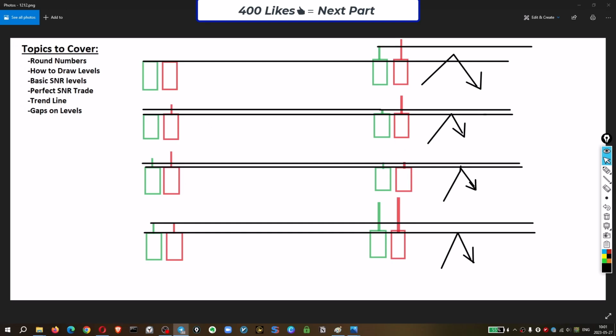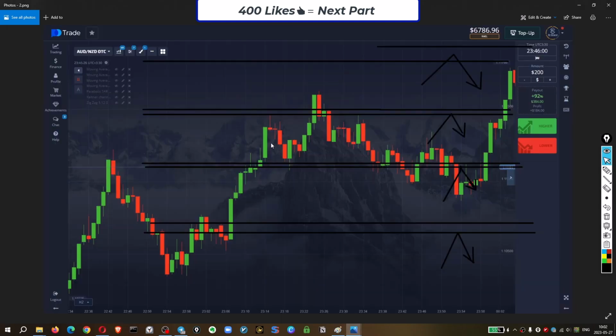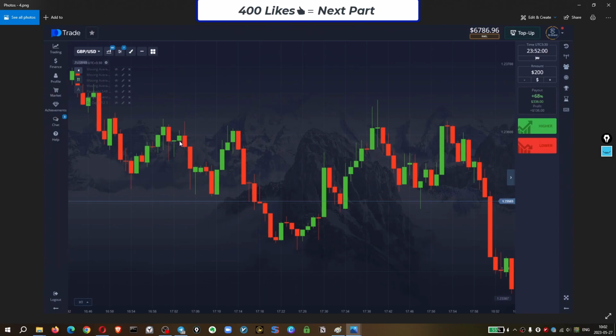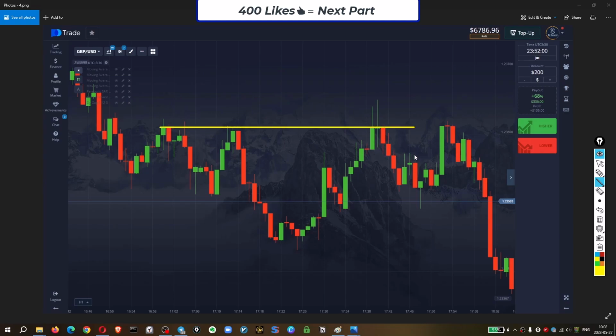Let's go to the next part. What about showing these on the chart? Okay, let's go to the chart and give you one example. Look at this. In the chart, you're not going to find those SNR levels perfect. When we teach the trend line, we're going to be fine. But for now, trading just with the SNR, you're not going to find the perfect levels, but you can still take your trades.